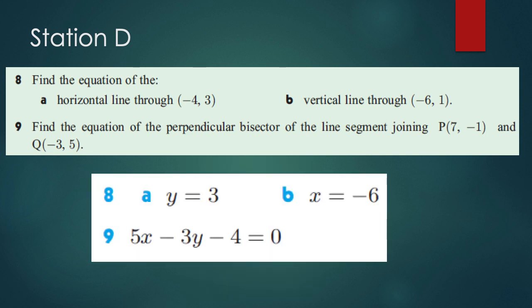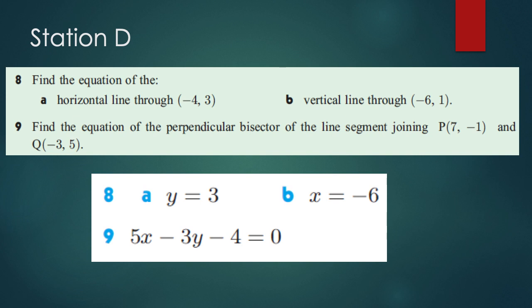So as I said, for horizontal lines, it's going to be y equals the y coordinate, which in this case is 3. And then for B, it's a vertical line. It's going to be x equals the x coordinate, which is negative 6.